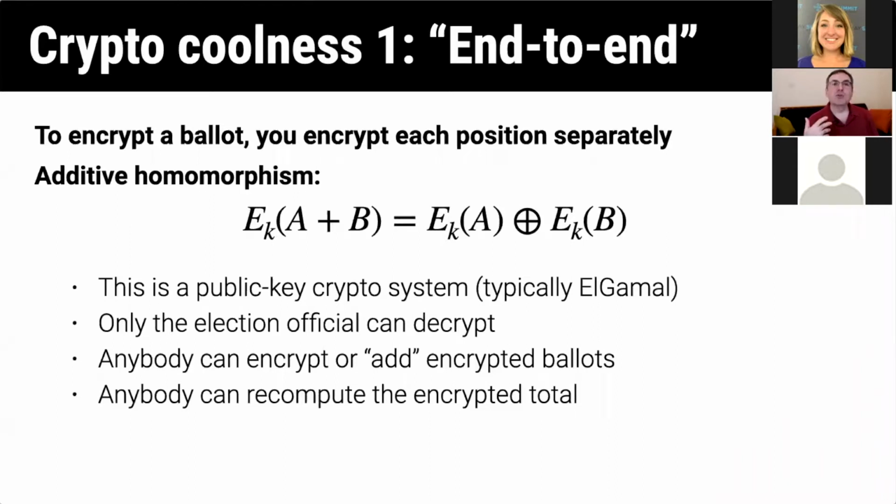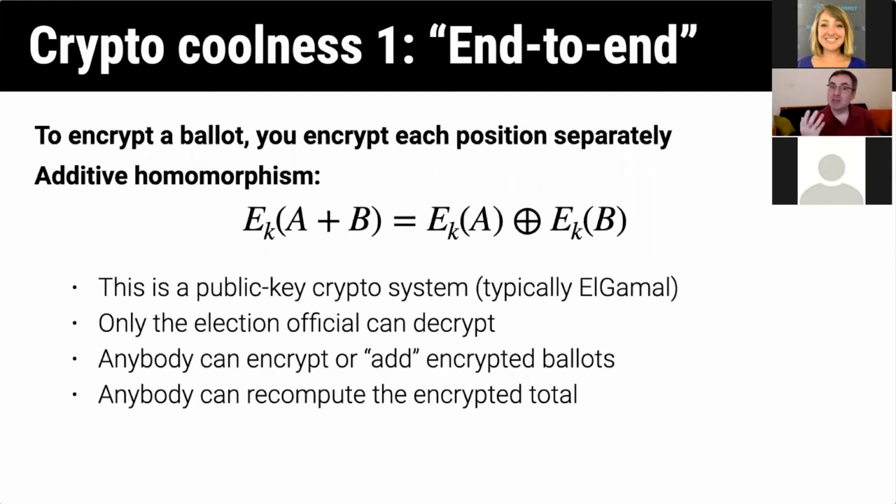So we're using what's called end-to-end cryptography, but that phrase is a little bit broad. The particular feature that we're very excited about is something called an additive homomorphism. What that means is that you have typically a public key crypto system. We're using El-Gamal, and it means that you can encrypt two numbers, and then you can take these two encryptions and do something else to them, and it's the same as if you decrypted, added, and re-encrypted.